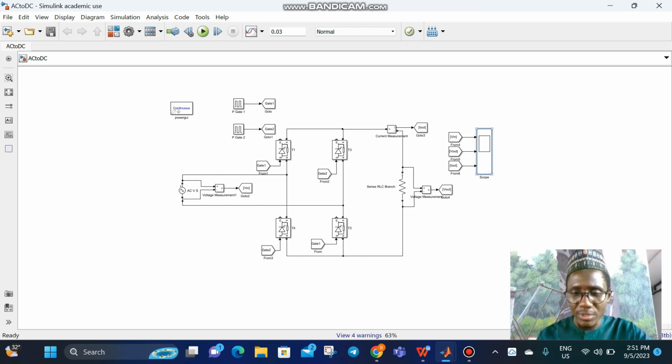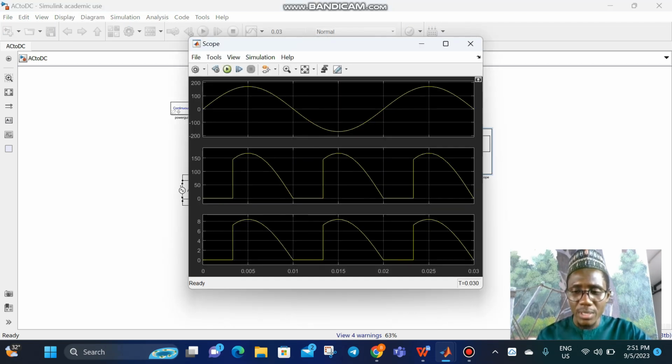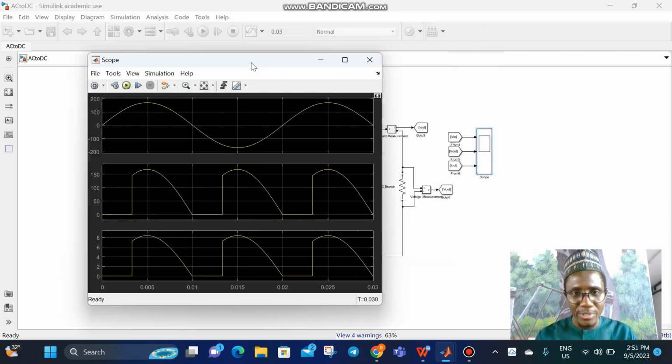This is my scope, for example. If I want to see my output voltage wave, this is my input voltage, this is my output voltage, this is my output current. So Doctor, here you can see that it's different from this one. Why? Because of the firing angle. This is how it begins.